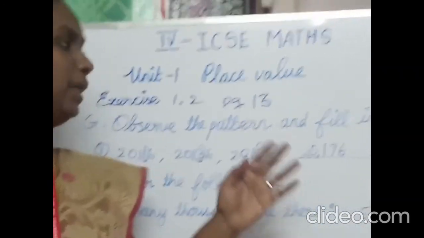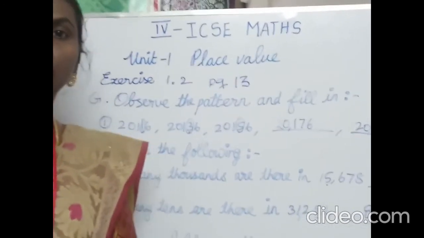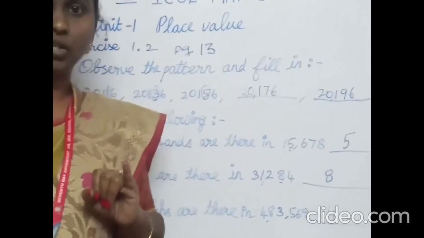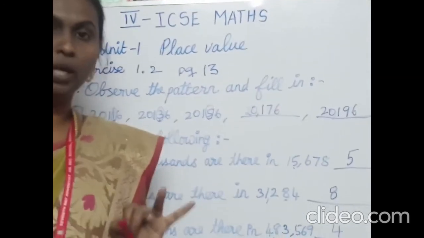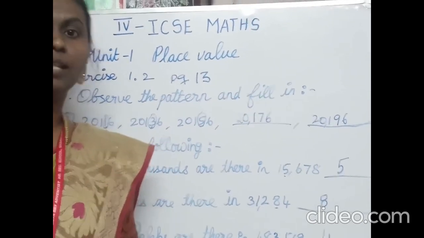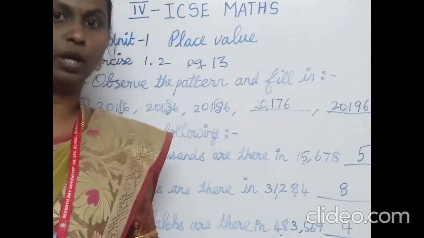So children, we completed the 1.2 exercise now. We started the first unit place value system with the warm-up section, and we completed the 1.1 exercise and 1.2 exercise. You have to copy that 1.1 and 1.2 exercise in our classwork notes.